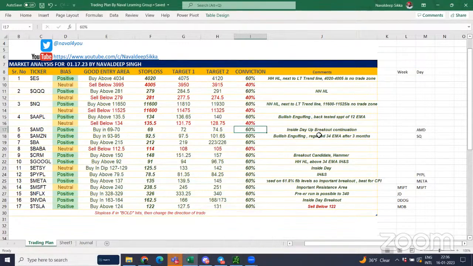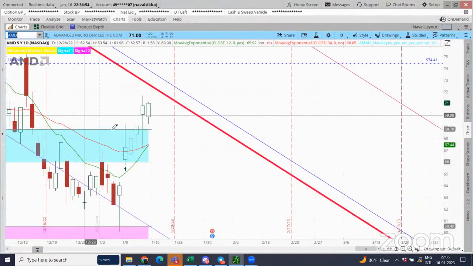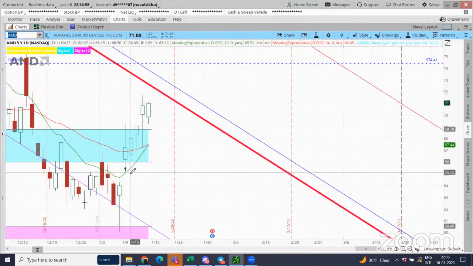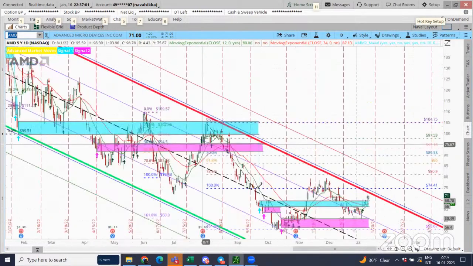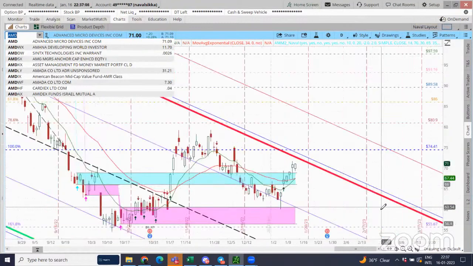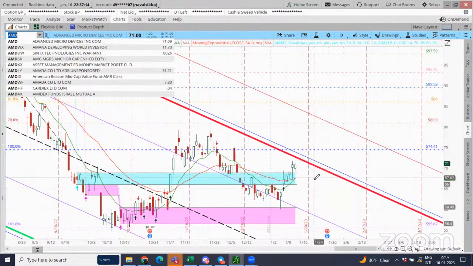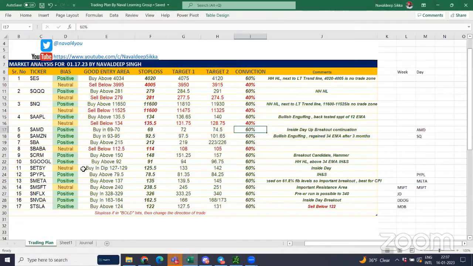AMD also has an inside day, so a break above this will be significant. The long-term 12 EMA and 34 EMA have converged. It looks much better to me. I think we are in line to hit the 74, 75 area on AMD. I'm pretty much positive on AMD. My stop loss will be 70, clean 70.